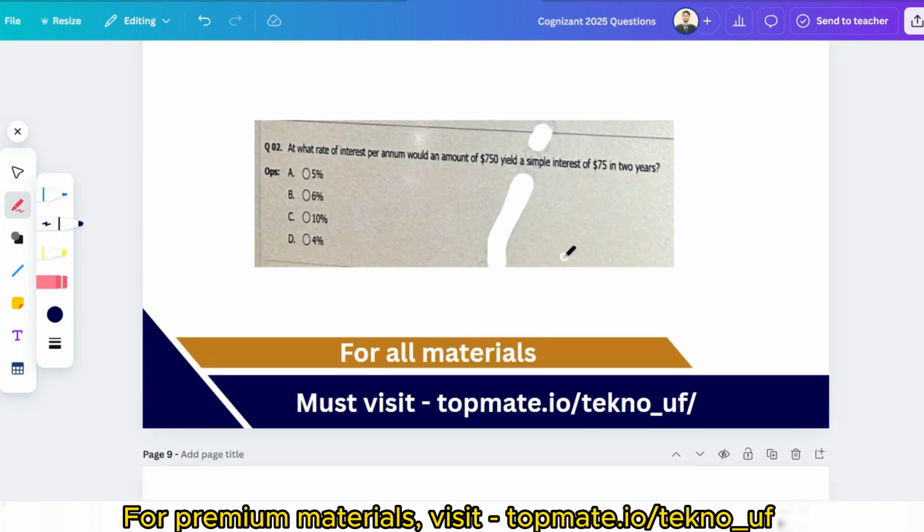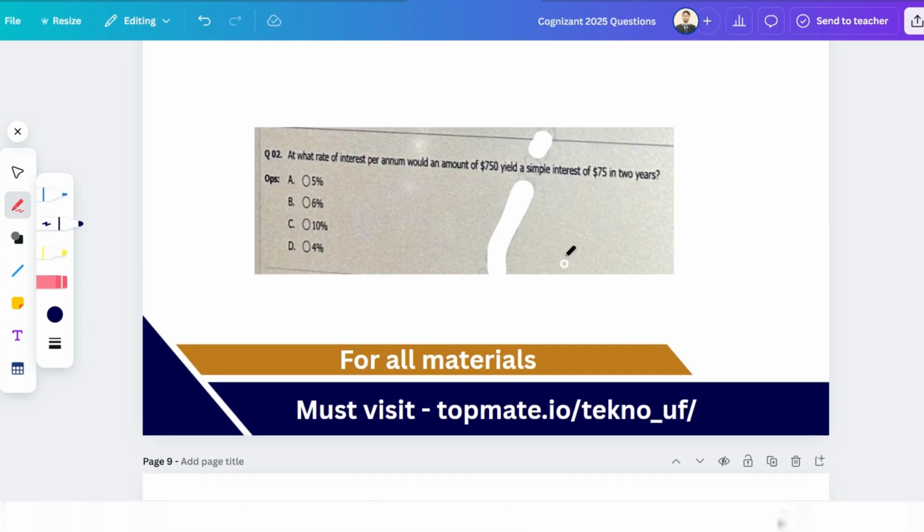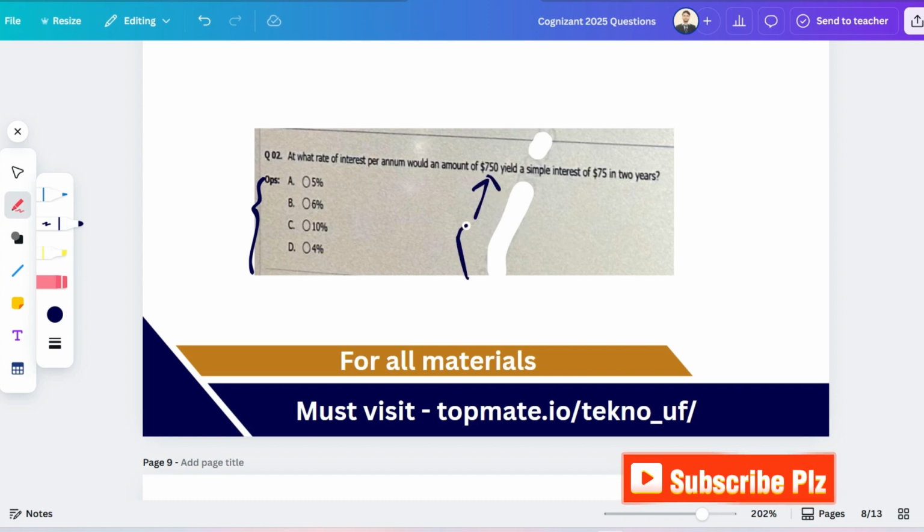This is the first question of 2 days, that means on 21st of April. At what rate of interest per annum would an amount of $750 yield a simple interest of $75 in 2 years? The given options are 5%, 6%, 10%, or 4%, so please give the answer accordingly. So 750 is the value of P.